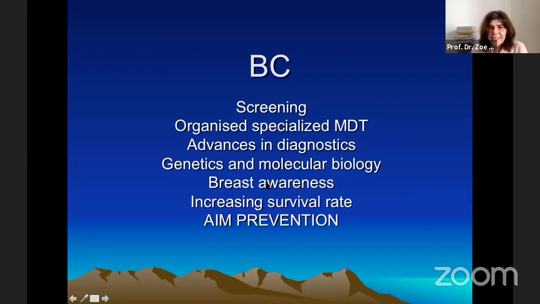So all this is teamwork: the screening, the organized specialized MDT team, the advances in diagnostics that we have, the genetics and molecular biology, which is the new tool that we have, and the breast awareness. All of it has increased the survival rate, and of course our aim is to prevent. Our aim is prevention in breast cancer.